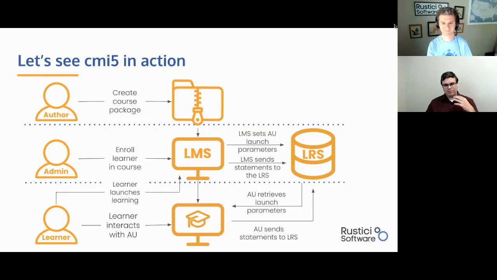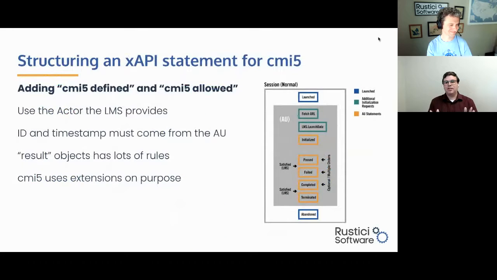So I've said xAPI statements multiple times in here. They're actually called CMI5 statements. Let me show you why that's different. What's important about that? There's really two types of CMI5 statements when it comes to xAPI. You're going to hear the phrase CMI5 defined, and CMI5 allowed. Defined are the ones that use those verbs that we've talked about, the AU side verbs: initialized, terminated from the AU perspective, and then potentially passed, failed, completed.